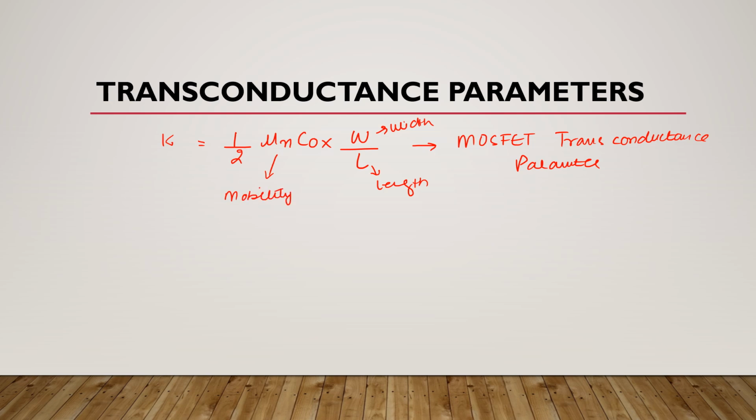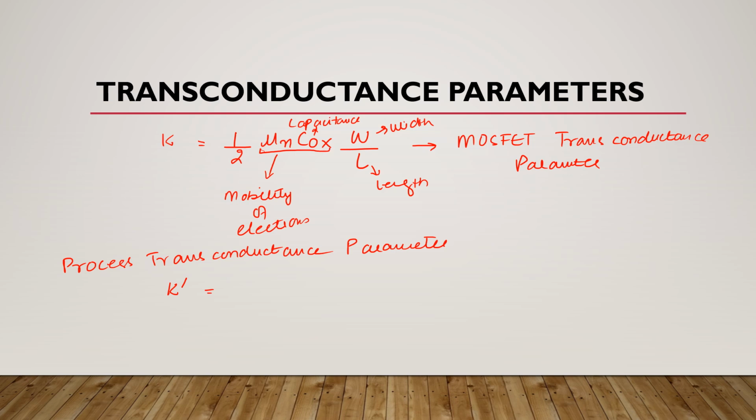mobility of electrons, and this is capacitance of oxide layer. Now what is process transconductance parameter? It is denoted by this K dash, and this term is process transconductance parameter.